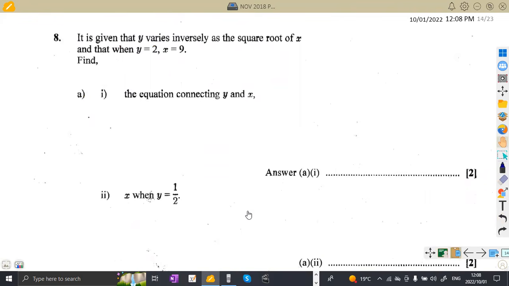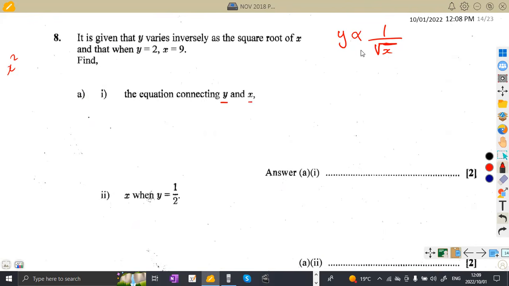It is given that y varies inversely as the square root of x. So we just have to write directly: as we are given y varies inversely, that is 1 over the square root of x. So the question is, we are given the values of y and x. Find the equation connecting y and x.